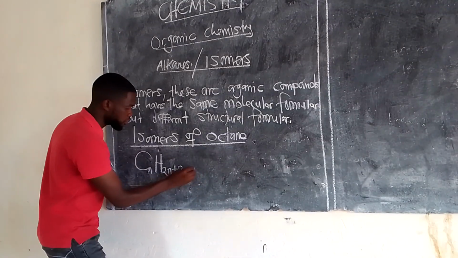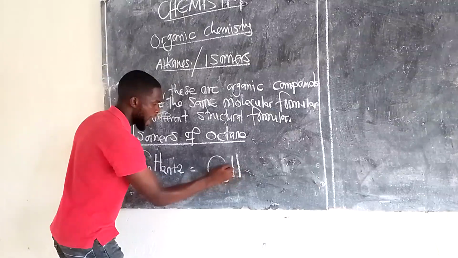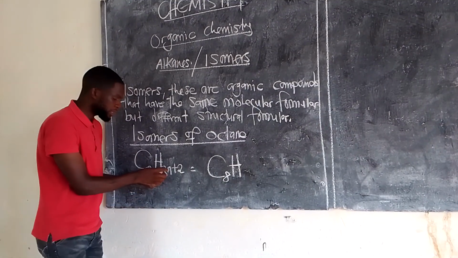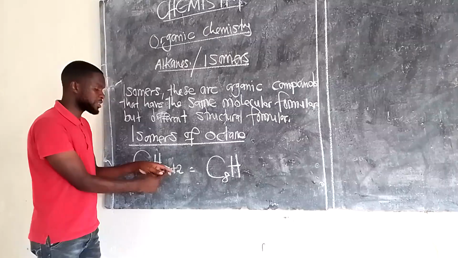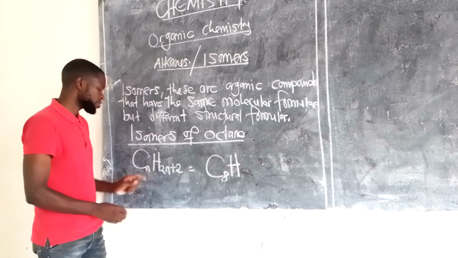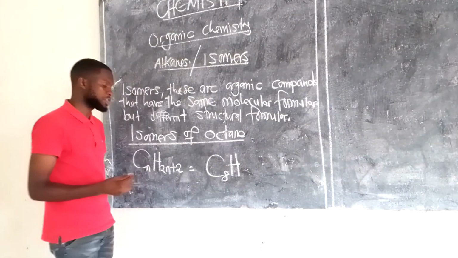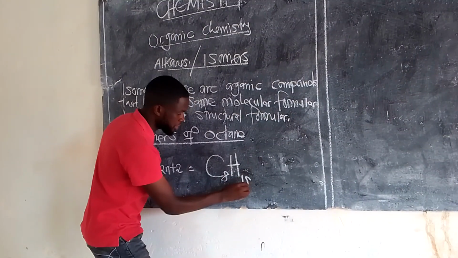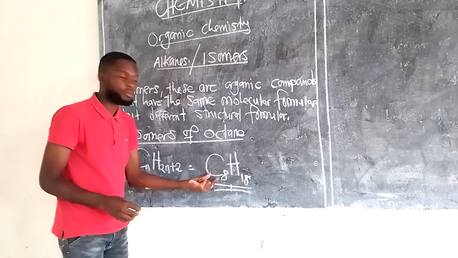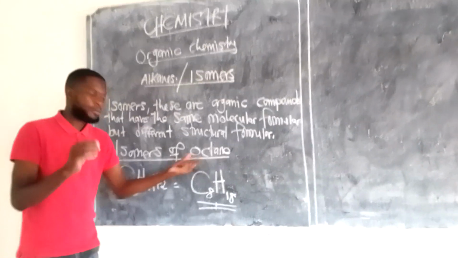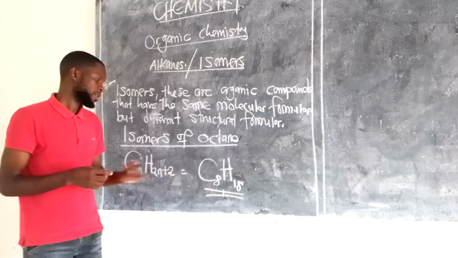So we're going to have C8, and for hydrogen, when we put 8 there, it means 2 multiplied by 8, plus 2. So 2 times 8 is 16, plus 2 is 18. Then we have H18. This now becomes the molecular formula of octane, C8H18. Now we write the structural formula.